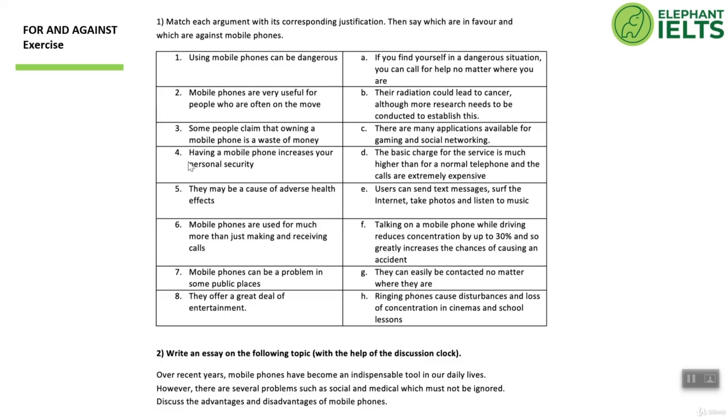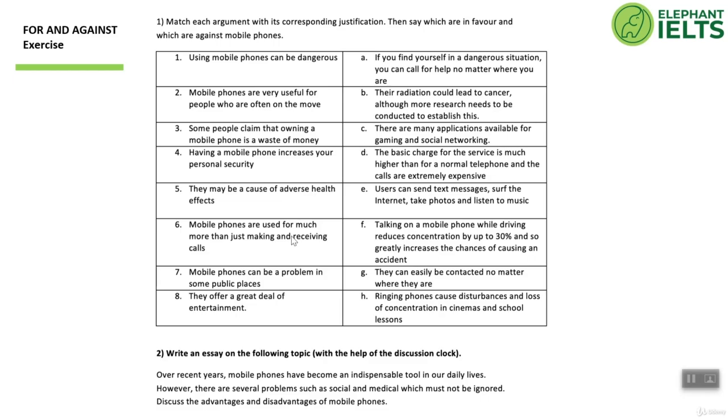Let's look at 4. Having a mobile phone increases your personal security. That would probably go with A. If you find yourself in a dangerous situation, you can call for help no matter where you are. Number 5, they can be a cause of adverse health effects. What would that go with? Probably B. The radiation could lead to cancer.